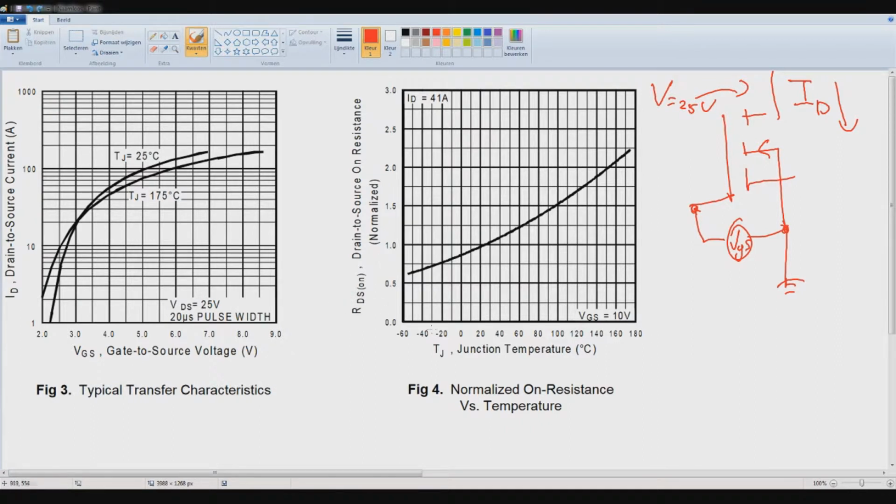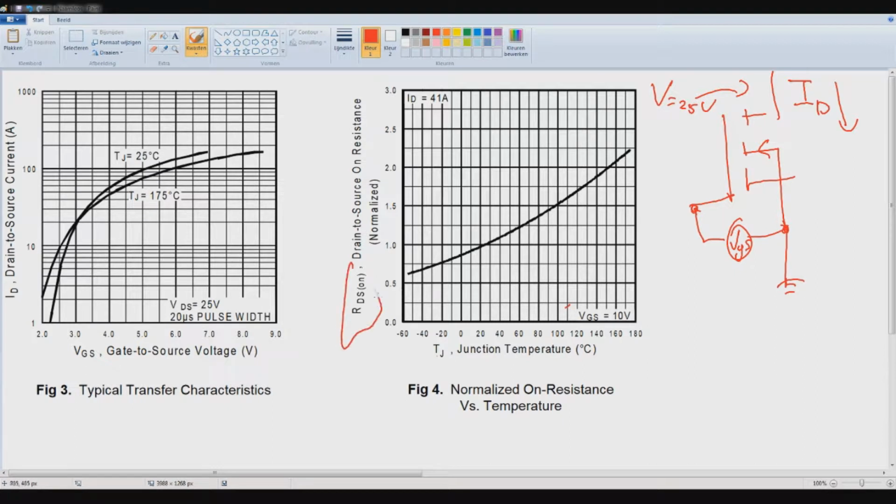So now we are going to take a look at figure 4, and it was what I was talking about. As the resistance goes up when the temperature goes up, you can also see that here as the current decreases at a higher temperature. So this is a pretty linear line, not very linear but still pretty linear.